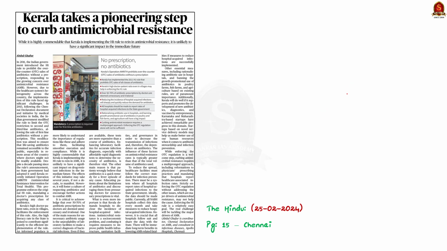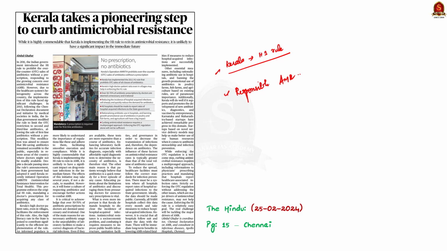Look at this Sunday article from The Hindu newspaper. Kerala has implemented the H1 rule, mandating prescriptions for all antibiotics to combat antimicrobial resistance, or AMR. This initiative aims to foster responsible antibiotic use and enhance the public health infrastructure to reduce AMR. Despite being a significant move, the real challenge lies in addressing the broader drivers of AMR and ensuring widespread compliance and effective implementation. This is the crux of the article.